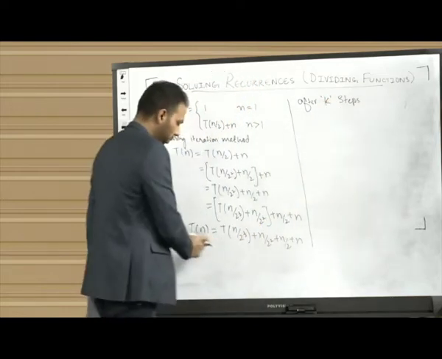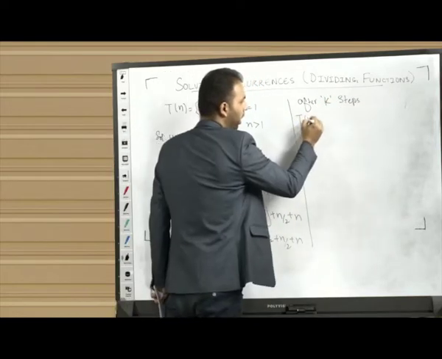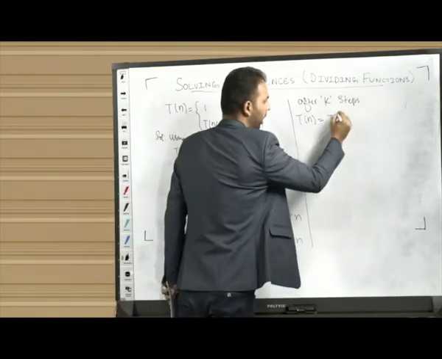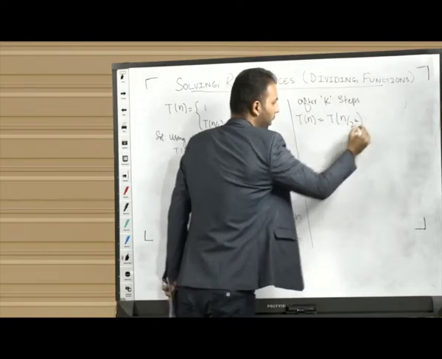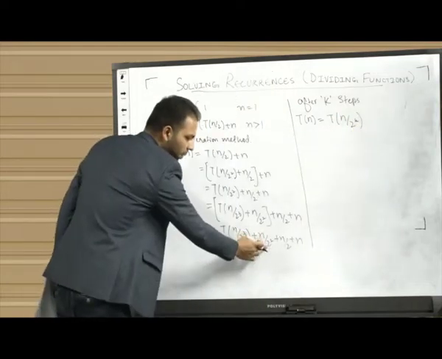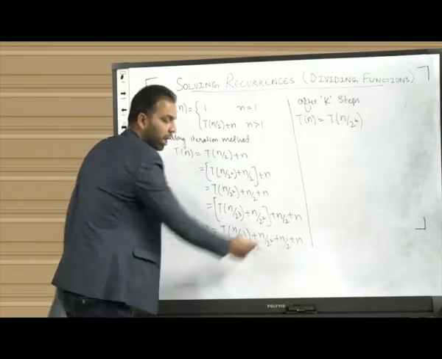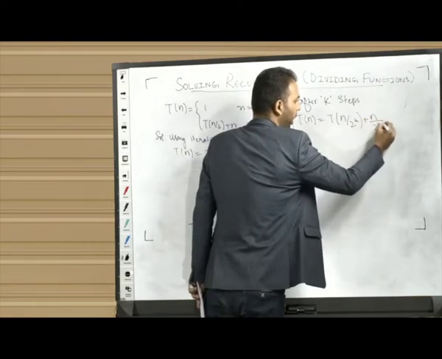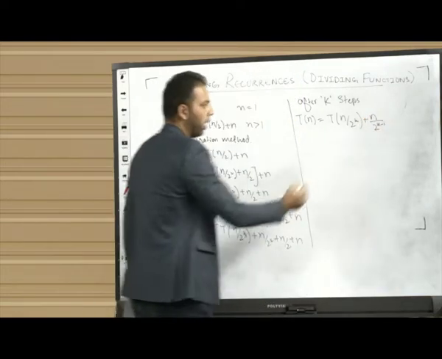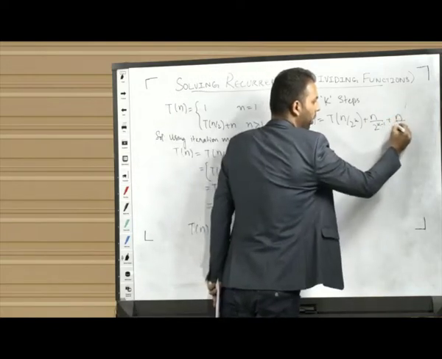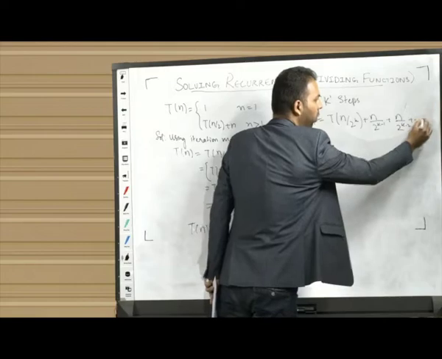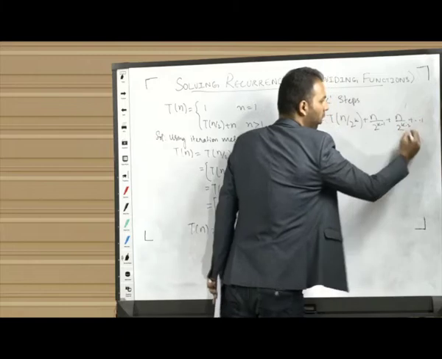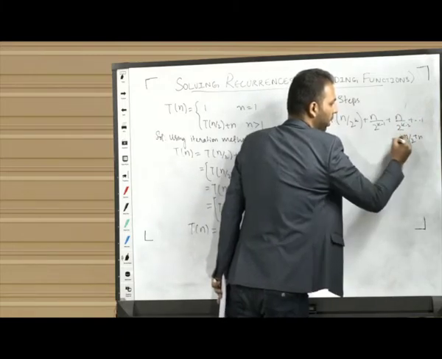What do we get? We get T of n is equal to T of n by 2 raised to power k. Now here plus n by 2 raised to power k minus 1, because here it was 3, here it was 2. Then plus n by 2 raised to power k minus 2. And it will go on up to where? n by 2 plus n. Okay.